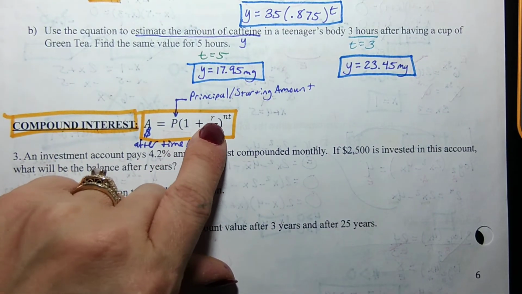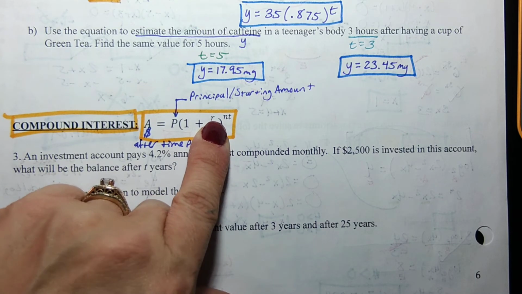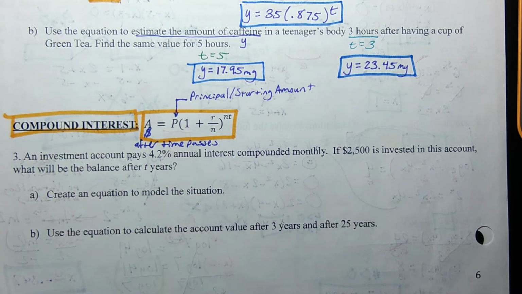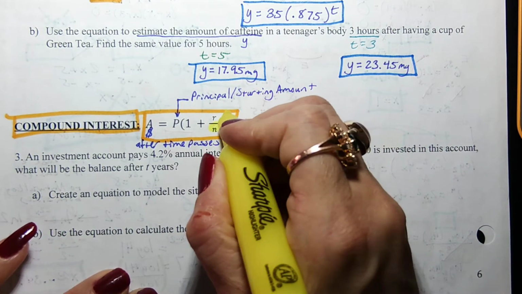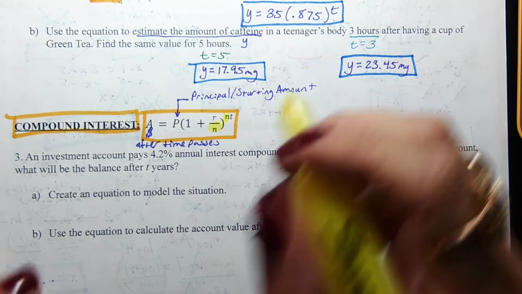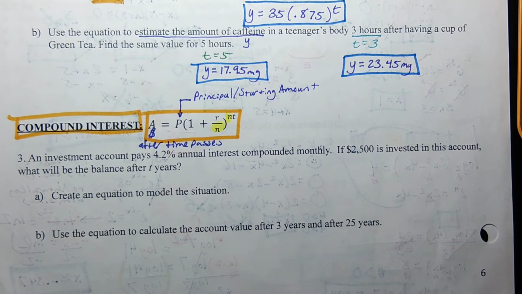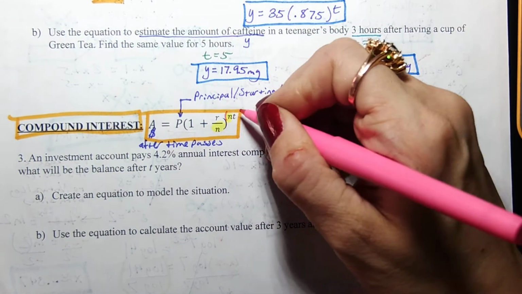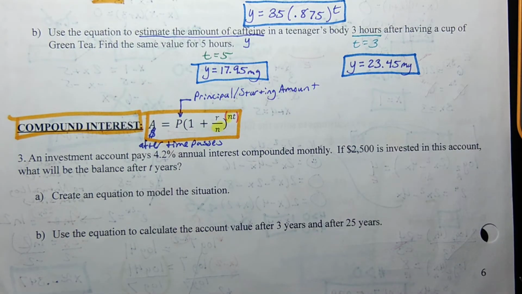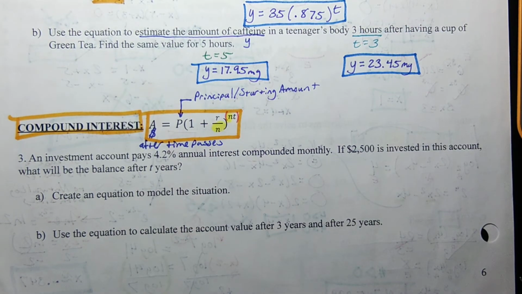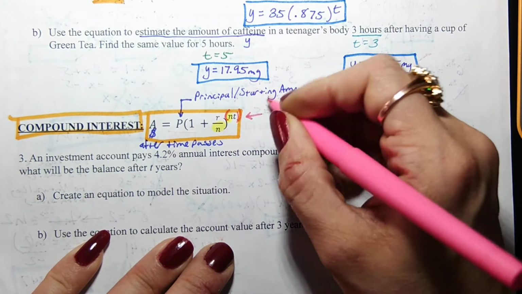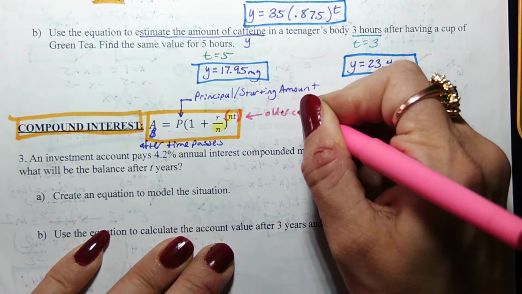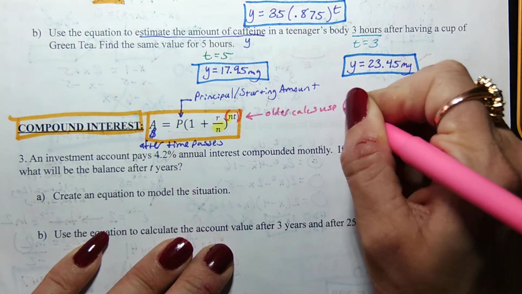Now, instead of just 1 plus r, like we had for the growth functions above, we have this dividing by n and then raised to the n times t. Older calculators, make a note. You're going to have to make sure that you put parentheses around n and t when you type that in for the exponent. So if you're using one of the older, chunkier calculators, you have got to put in these parentheses. So older calcs use parentheses.